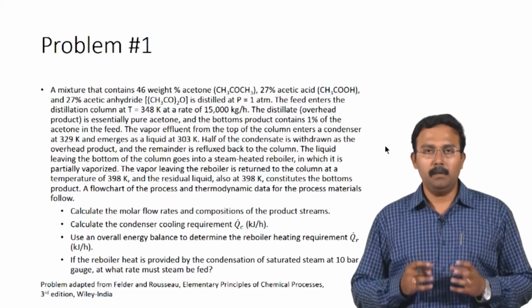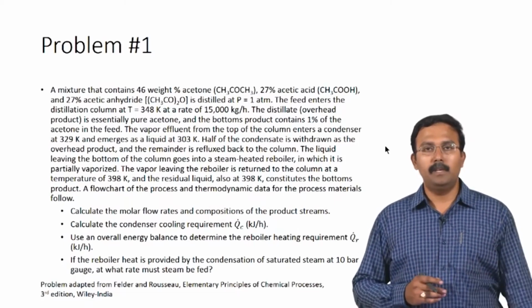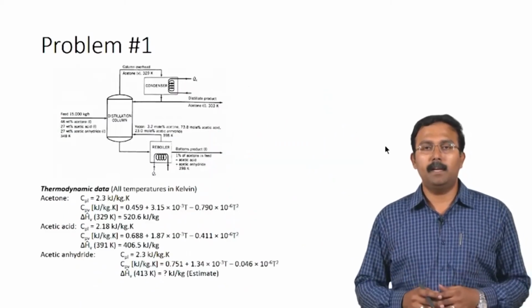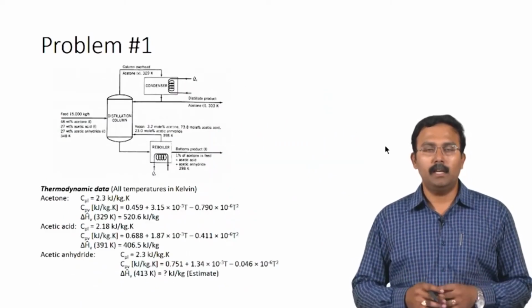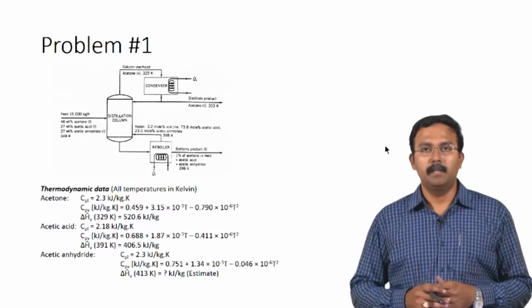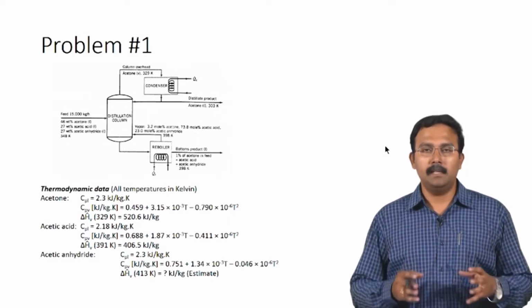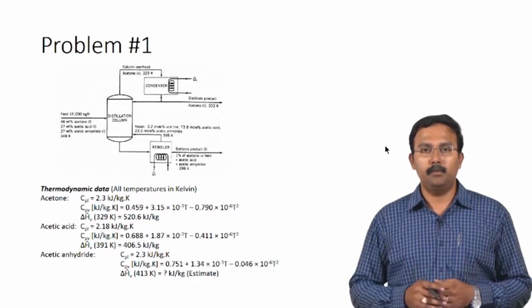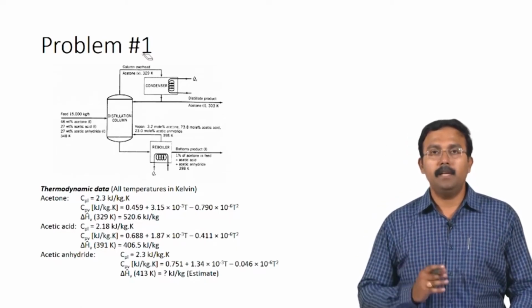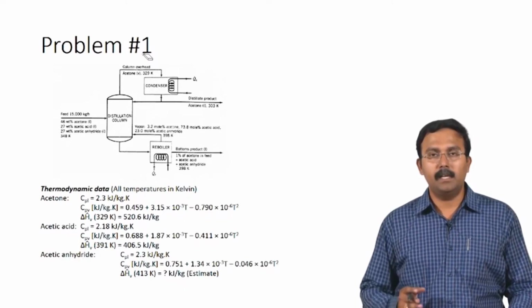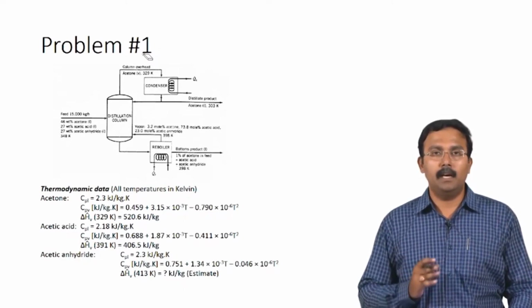So now we have multiple things that we need to calculate. We have the flowchart given and the thermodynamic data given. Let us look at how we would go about solving this problem. The first part of the problem is only material balance and it is a reasonably simple material balance that we need to perform. Before we start performing the material balance calculations, let us first label all the unknowns.